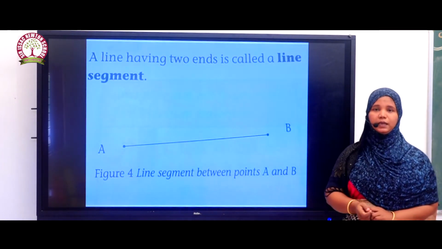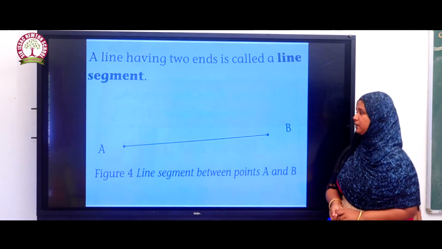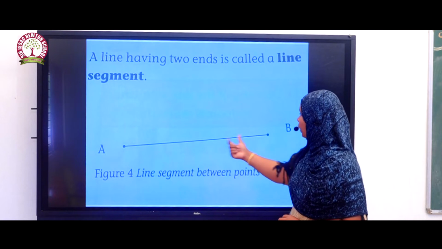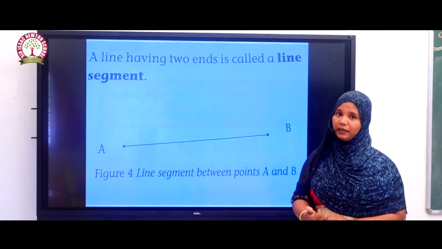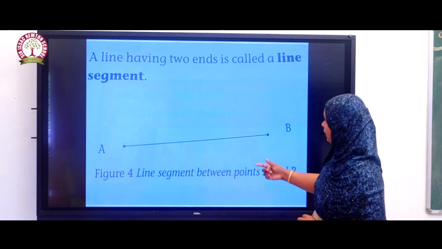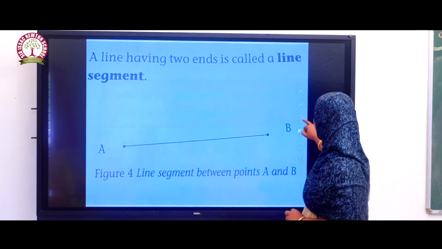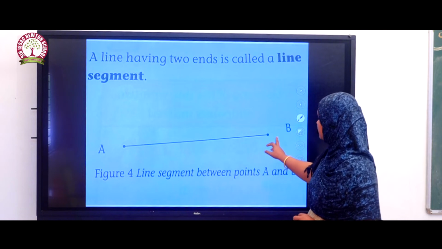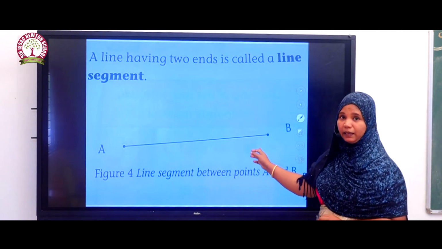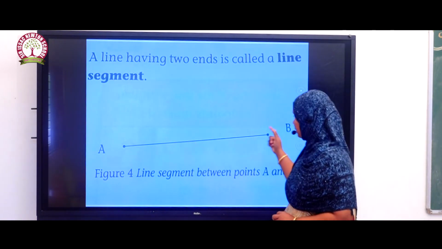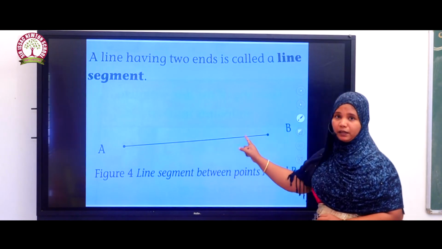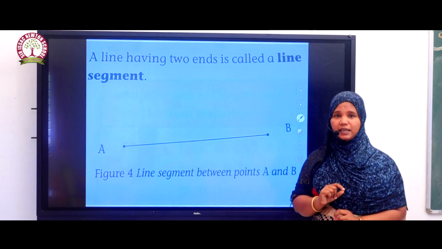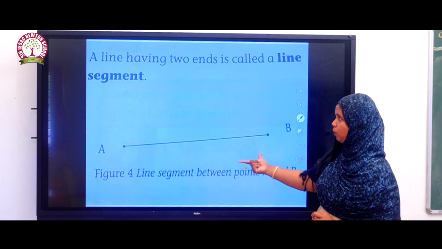Next, we are going to see what is a line segment. The path between the two end points is said to be the line segment. Look at the line segment AB. The path, the distance between these two end points, is called the line segment. That is, a line segment will have end points.